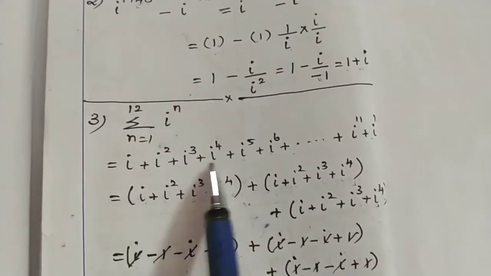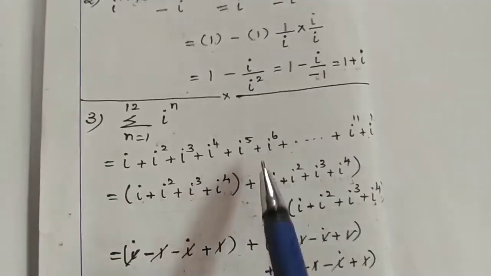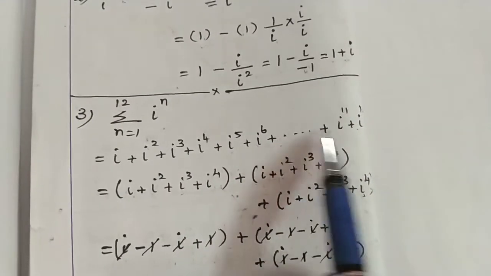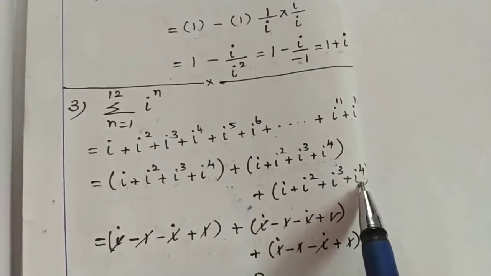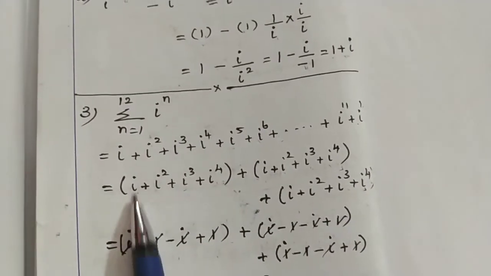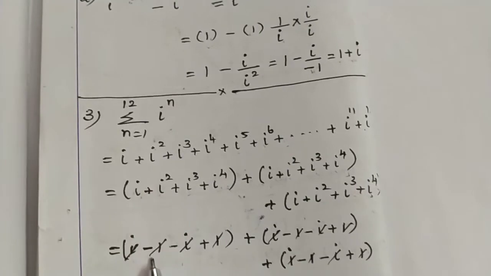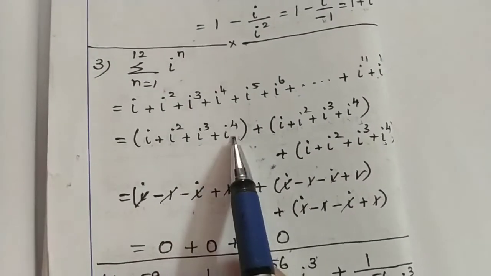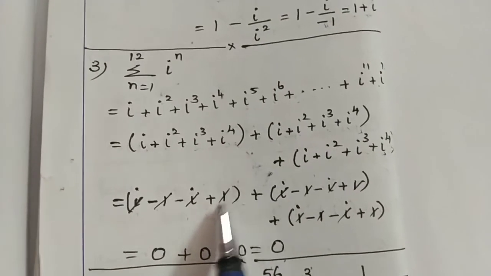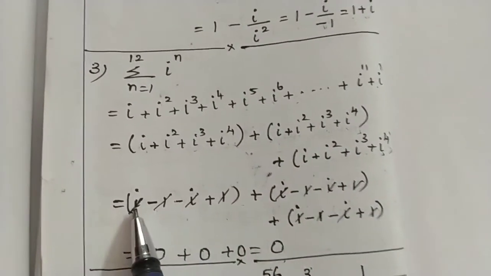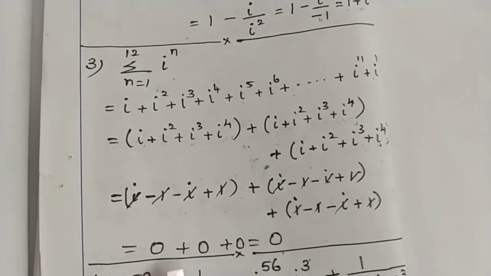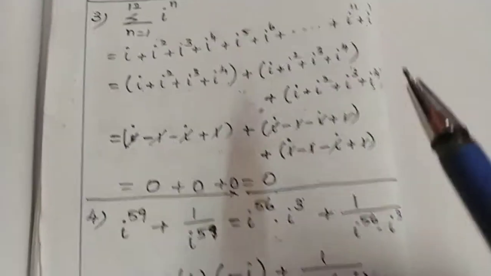First 4 terms write this. Next up to i power 8 write this. i power 9 to i power 12 write this. Okay. Now i squared value is minus 1, i cube value is minus i, i power 4 value is 1. Similarly, write this. i minus i cancel, 1 minus 1 cancel. Now 0 plus 0 plus 0 equal to 0.